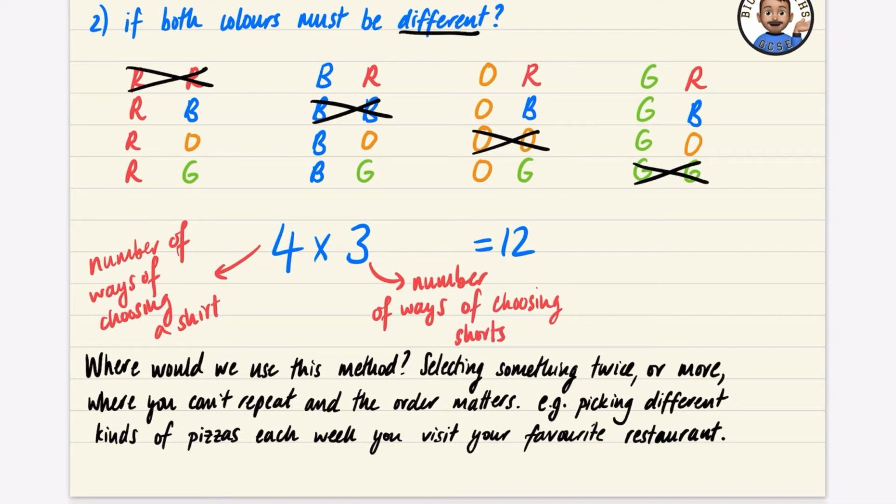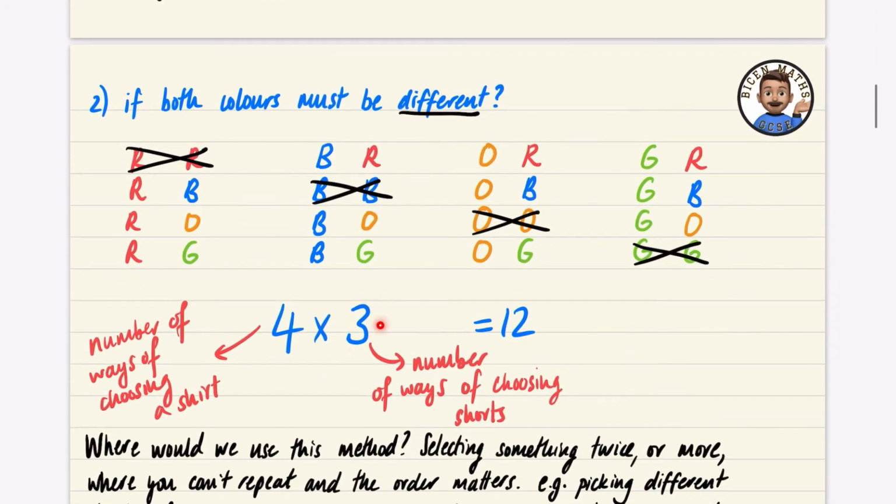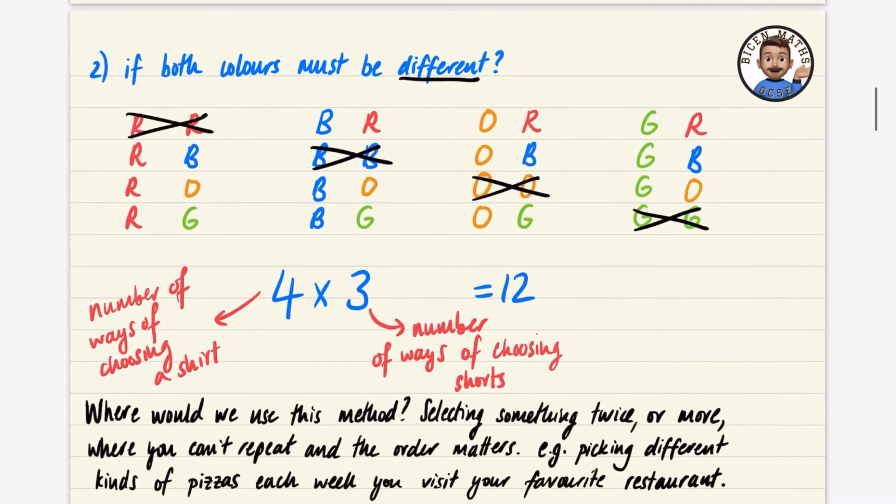Because he's not allowed to pick 2 of the same colour. So after he's picked, say, red, he only has 3 options. After he's picked blue, he only has 3 options. And after he's picked orange, he only has 3 options. And after he's picked green, he only has 3 options. So it's the same rule as the previous one, but we've decreased this as a 3 because we've restricted that he's not allowed to pick the same colour. So there are 12 different combinations for this.